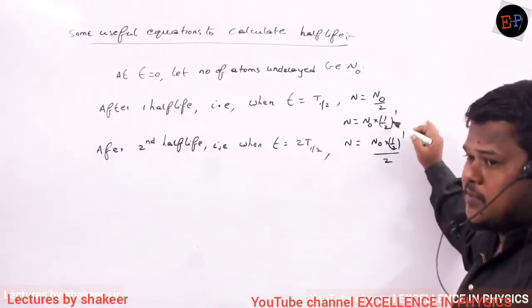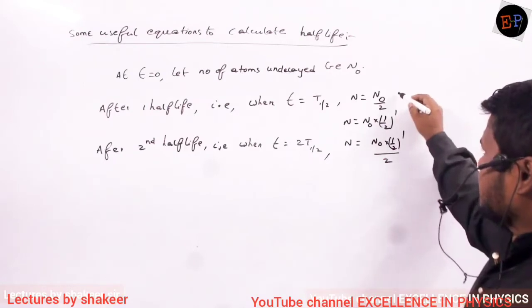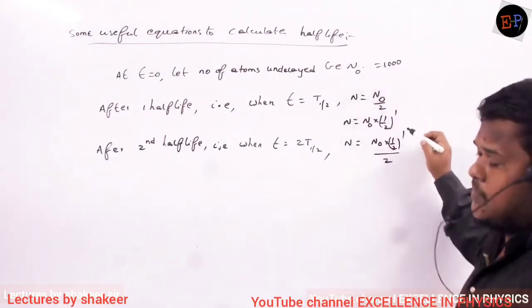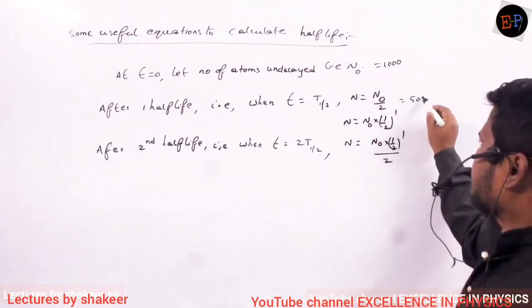So here we already got half the atoms, and in that again half. For example, let us take n0 is equal to 1000. After one half-life, how many atoms are present? 500.